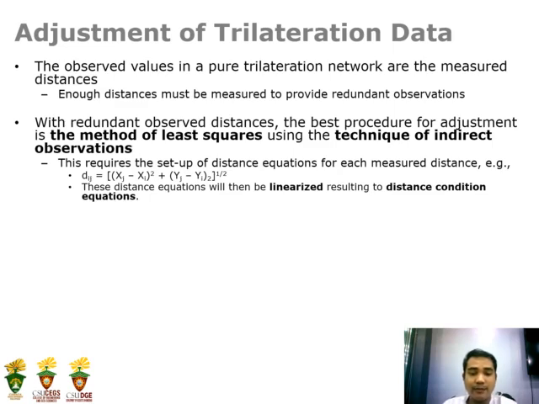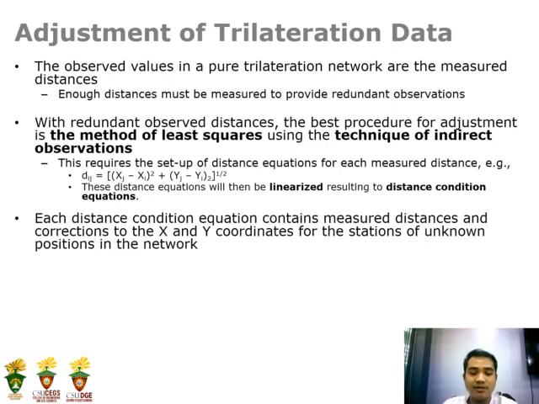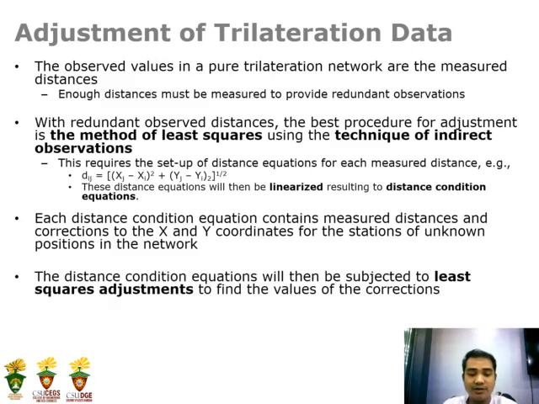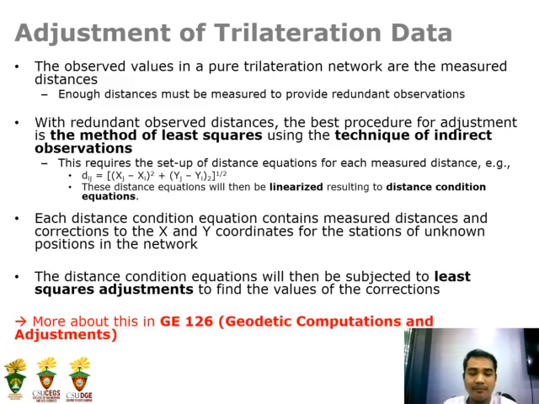This distance equation will then linearize, resulting to distance condition equations. Each distance condition equation contains measured distances and corrections to the x and y coordinates for the stations of a known position in the network. And the distance condition equation will then be subjected to least squares adjustment to find the values for the correction. But this topic, adjustment of data or adjustment of errors using least squares, you will be going deeper in with this topic in your GE 126 or the geodetic computations and adjustments.